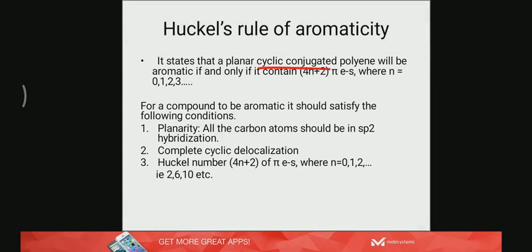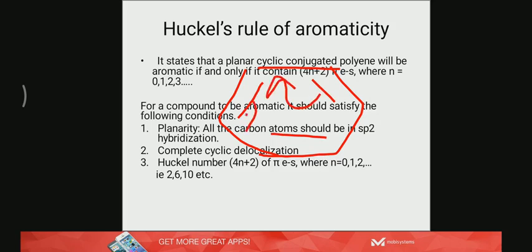What do you mean by cyclic delocalization? That means, see, these 3 alternate pi bonds in benzene, due to resonance, we show the resonance structures like this. So due to this resonance, the pi electrons are making a cyclic ring, we call it a pi electron ring. This is complete cyclic delocalization. Then only the compound will be aromatic.